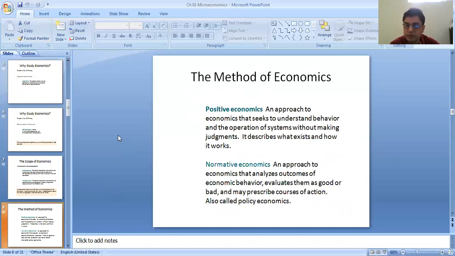Positive economics: an approach to economics that seeks to understand the behavior and operation of systems without making judgments, describing what exists and how it works. Normative economics: an approach to economics that analyzes outcomes of economic behavior, evaluates them as good or bad, and may prescribe courses of action, also called policies. It's a policy. We have to take decisions about which decision is good, which is bad, like that.